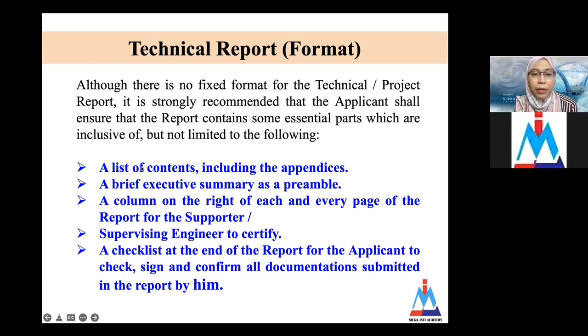All right, and then a brief summary as a preamble. Right, so normally in a report you have a summary, an executive summary. Okay, a column on the right of each and every page of the report for the supporter, supervising engineer to certify. So basically this one is necessary now. Okay, however, during my time, we just have one page for either your mentor or your supervisor that has the professional engineer title.